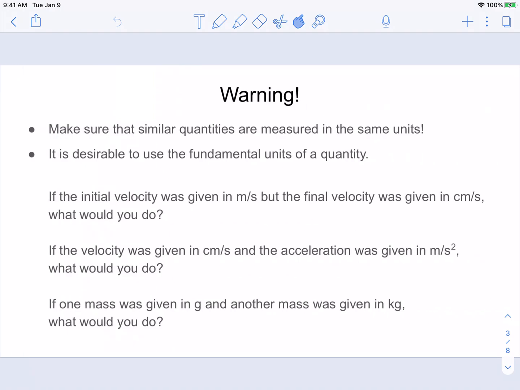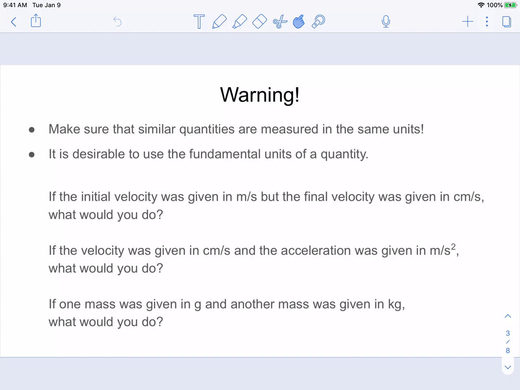Okay, so I have a little warning statement here. Make sure that similar quantities are measured in the same units. What do I mean? If you have a problem and they're talking about length and they keep saying meters, meters, meters, that's good. They're all the same unit. But if the problem gives meters for one length and centimeters for another and millimeters for another, you need to make sure that you get all of those measurements converted to agree. Typically I would say go to the base unit, which would be meters. So anything that wasn't in meters to start, convert it to meters before you start plugging them into equations.